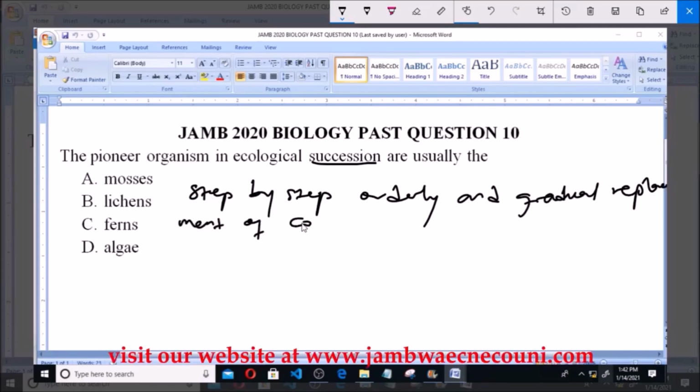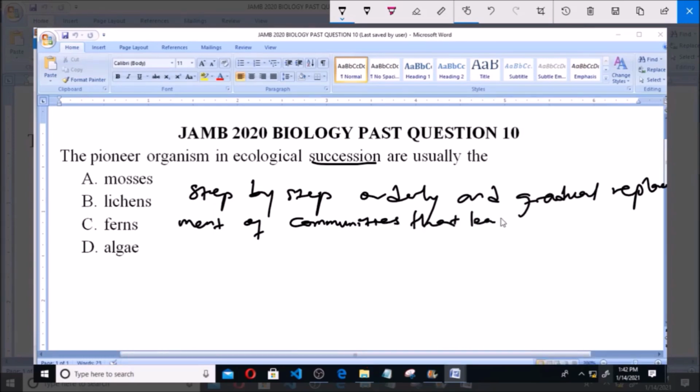of communities that leads to a climax community. Now I know you'll be asking, what's a climax community? Now a climax community is a community of organisms that remains for a long period of time. That is, it does not change. This community does not change for a long period of time. We say it is a climax community. Now, succession refers to the step-by-step or orderly and gradual replacement of communities that then lead towards this climax community.